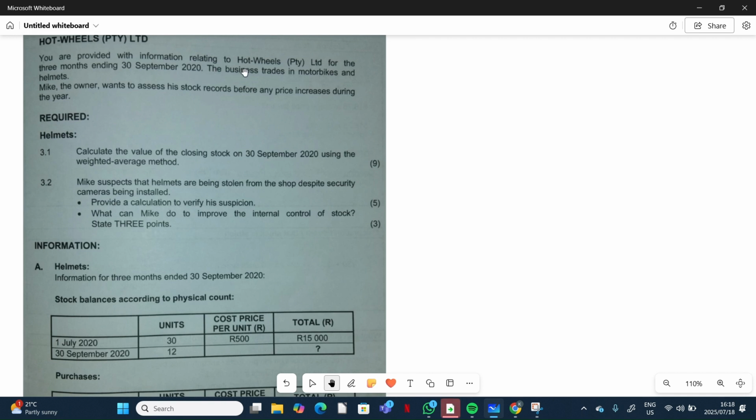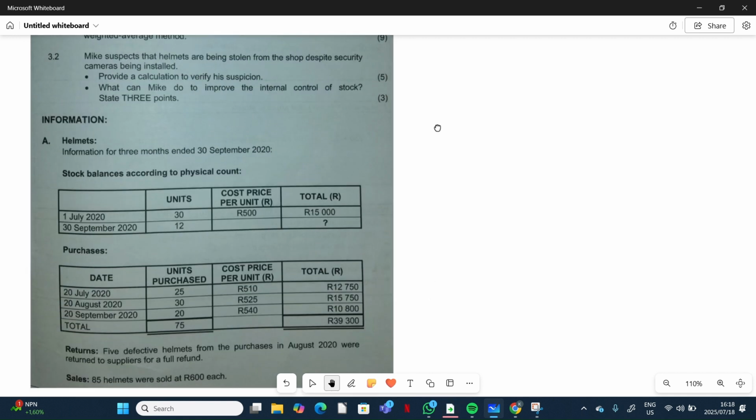They're saying that you are provided with information relating to Hot Wheels for the 3 months ending 30 September 2020. The business trades in motorbikes and helmets. Mike, the owner, wants to assess his stock records before any price increases during the year. First things first, we must calculate the value of the closing stock using the weighted average method. Then they say that they suspect that there are helmets being stolen from the shop despite security cameras being installed, right? Then we must provide a calculation to verify his suspicion.